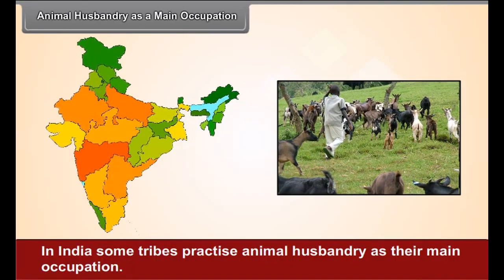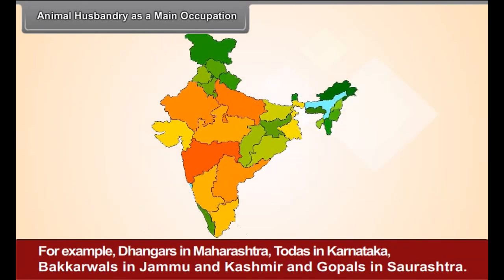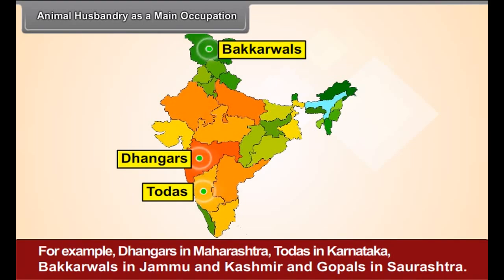Animal husbandry as a main occupation. In India, some tribes practice animal husbandry as their main occupation. For example, Dhangars in Maharashtra, Todas in Karnataka, Bakkarwals in Jammu and Kashmir and Gopals in Saurashtra.